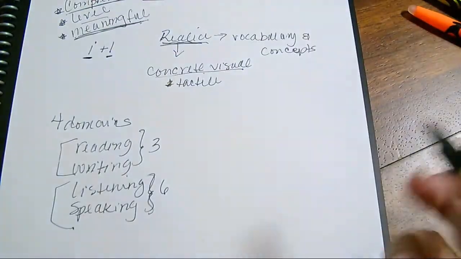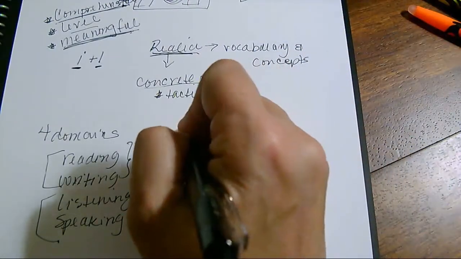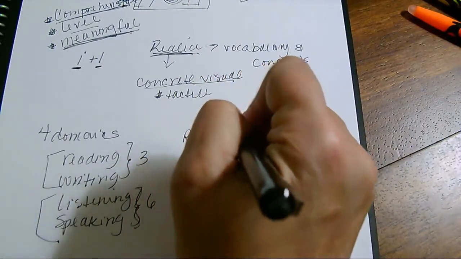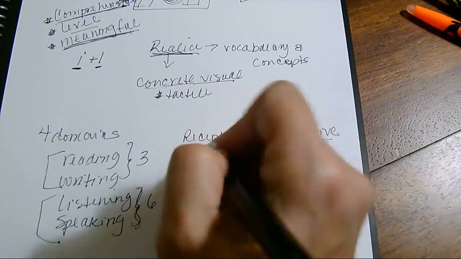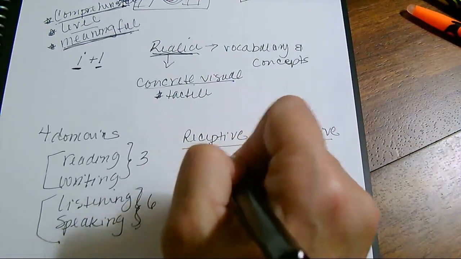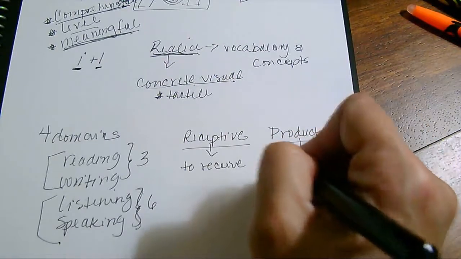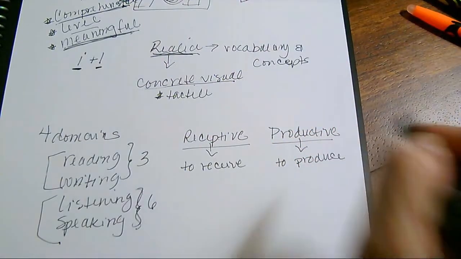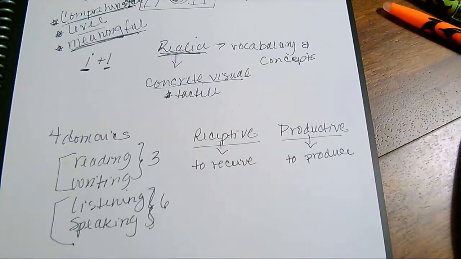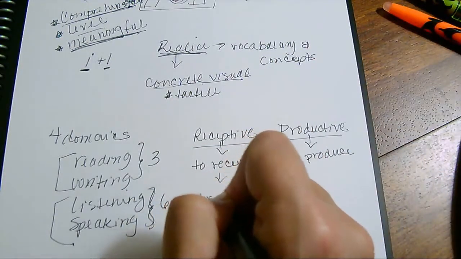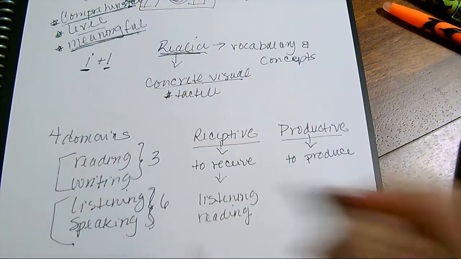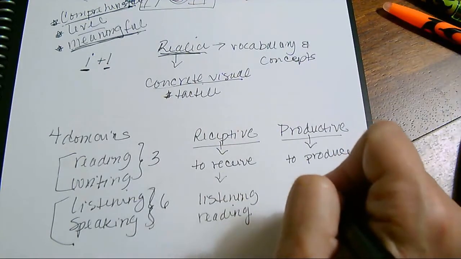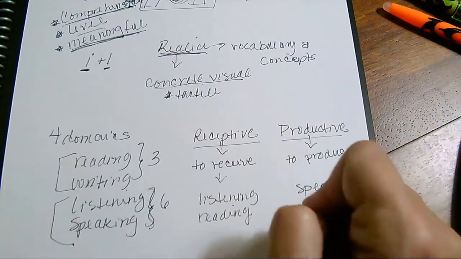Now, even when we're looking at these 4 domains, we can break them into receptive and productive. Receptive then means to receive. Productive is to produce. So if we think about our language levels in terms of when students are receiving language and when they're producing language, receiving language will be listening and reading. Producing language will be speaking and writing.